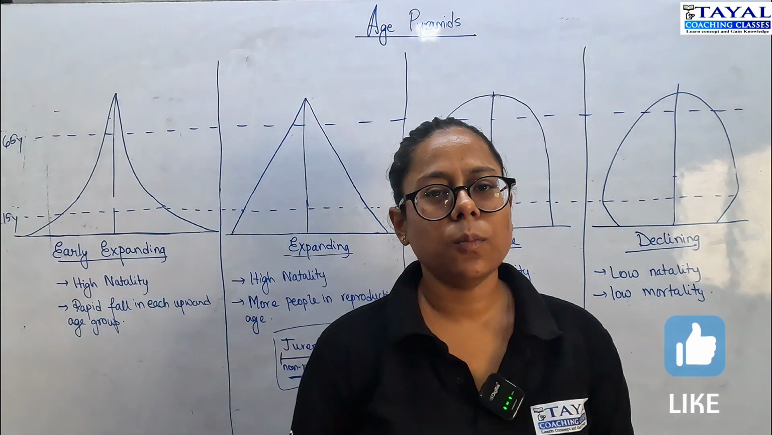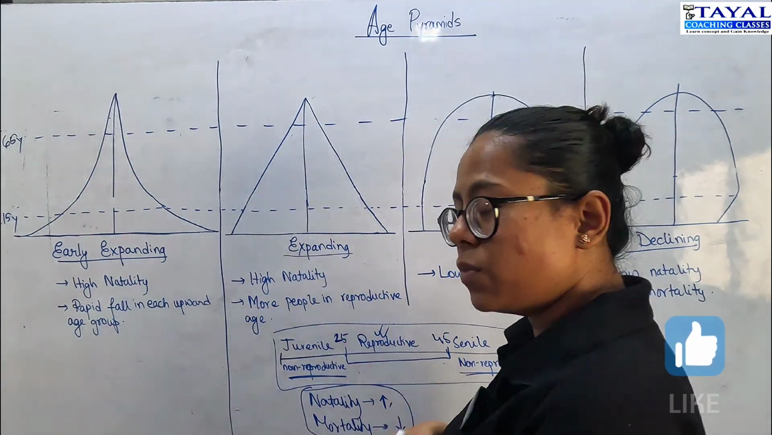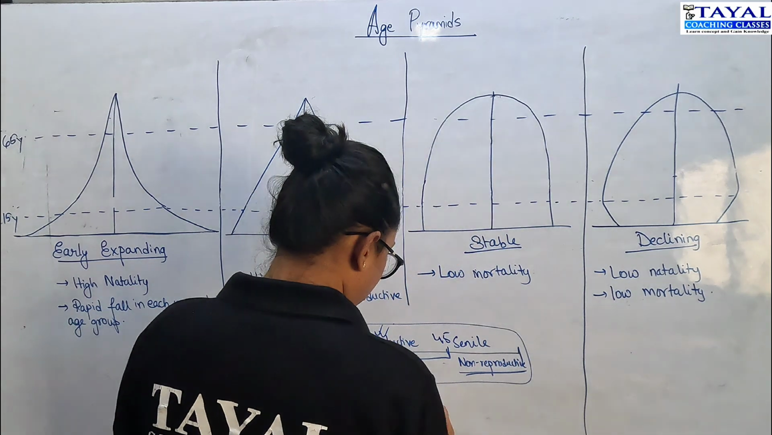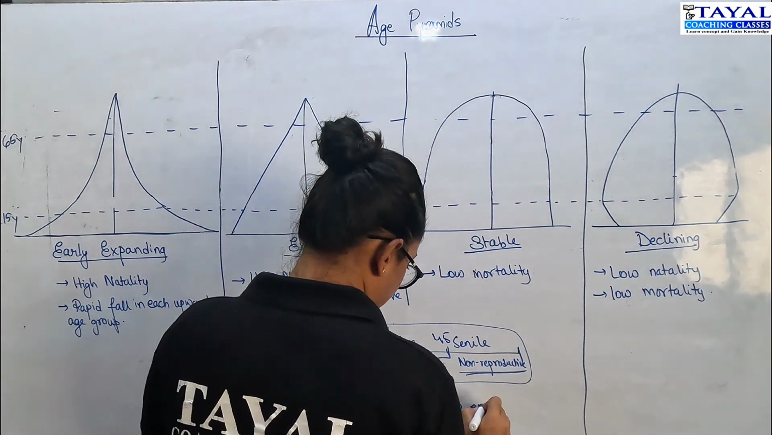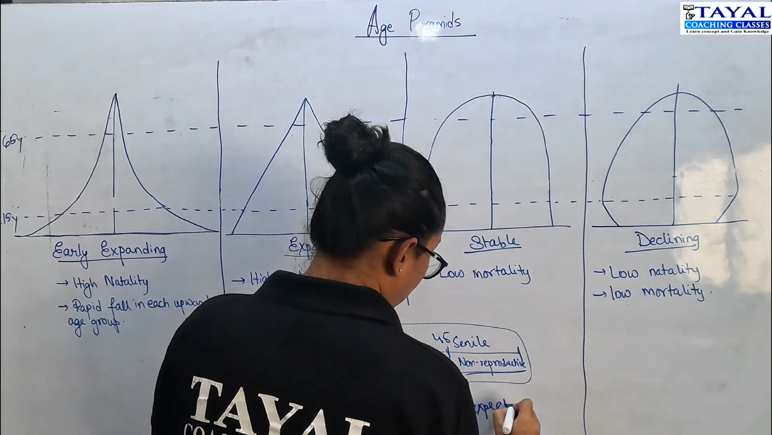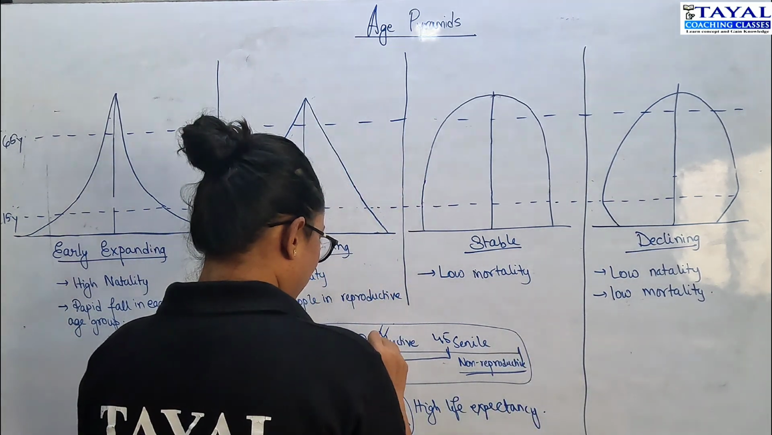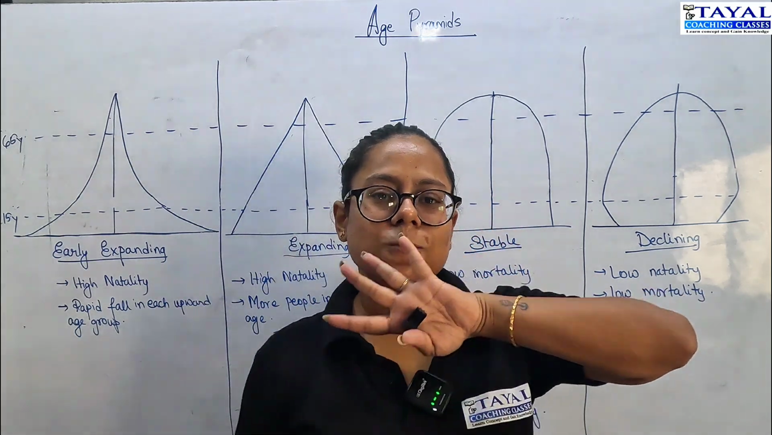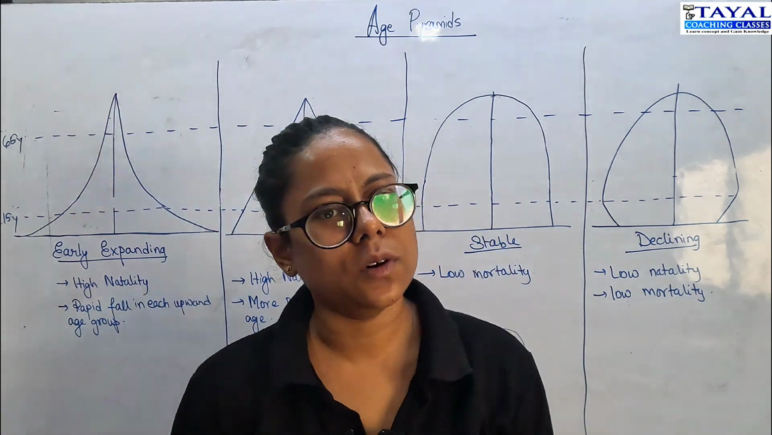So therefore, for a population that needs to grow, it needs to have a high birth rate, a low death rate, a high life expectancy, so that people born don't die easily, and more people in the reproductive zone. Okay, keeping these four things in mind, we will move on to look at the four age pyramids that we have.